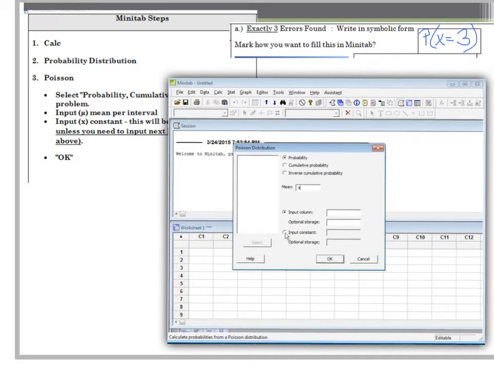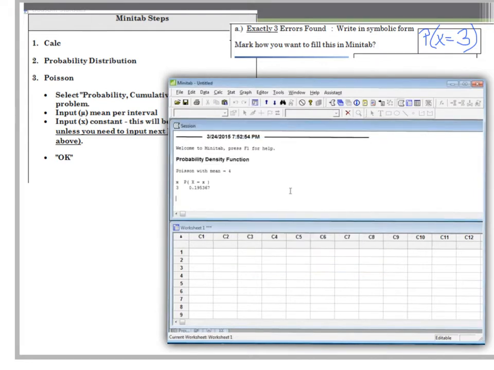And then we're going to input a constant, and that constant is the value of interest. And our value of interest is what is the probability of finding 3 errors. So we're going to enter in 3. And then we're going to click OK and see what Minitab tells us. Minitab tells us that the probability of finding exactly 3 errors is 0.1953, so that's a 19.5% chance of finding exactly 3 errors.